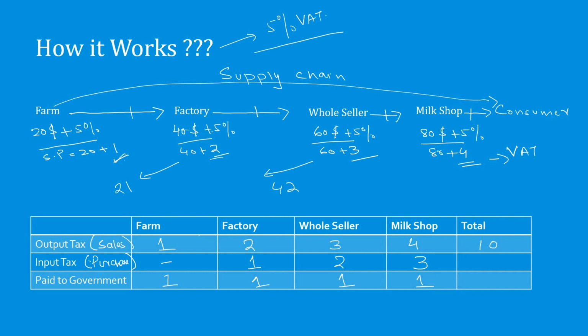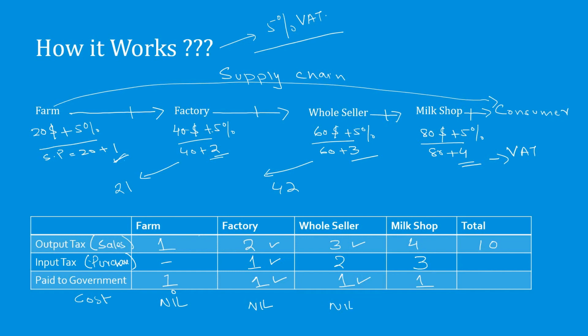So number one, what is the cost of value added tax to a business? Let's see. A firm collects $1 and pays $1 to the government. So the cost for the firm is what? Nil. The factory collects $2, paid $1 to the firm already and paid $1 to the government. So what's the balance left? Nil. Wholesaler collects $3, pays $2 to the factory and pays $1 to the government.